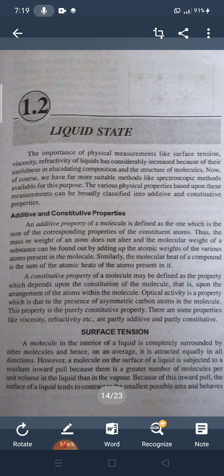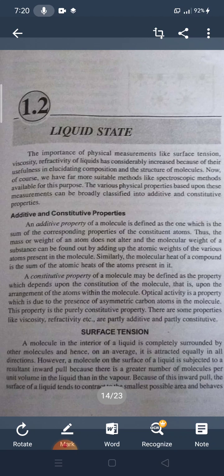The various physical properties based upon this measurement can be broadly classified into additive and constitutive properties. What are additive and constitutive properties? It may come for the MCQ. An additive property of a molecule is defined as the one which is the sum of the corresponding properties of the constituent atoms. Additive itself indicates addition. Thus, the molecular weight of a substance can be found out by adding the atomic weights of the various atoms present in the molecule. Similarly, the molecular heat of a compound is the sum of the atomic heats of the atoms present in it.